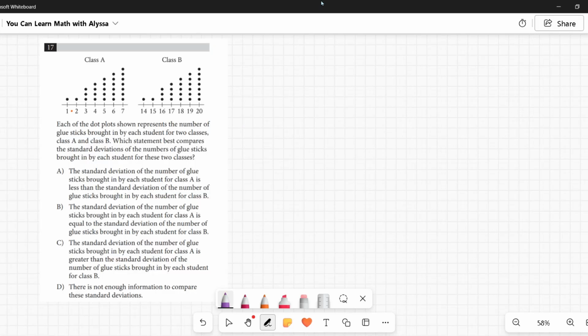Number 17. Each of the dot plots shown represents the number of glue sticks brought in by each student for two classes, Class A and Class B. Which statement best compares the standard deviations of the numbers of glue sticks brought in by each student for these two classes? Okay, so standard deviation is how far away the data points are from the average.